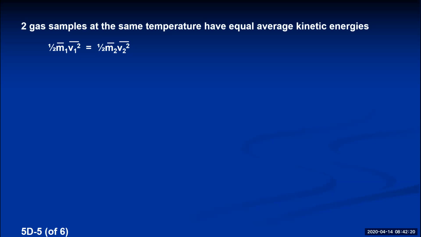This relationship showing that the kinetic energies of two different gases at the same temperature are equal is called Graham's law. Your book arranges it a little bit differently, but I find this is the easiest way to use Graham's law because this is going to be important in determining molar masses of gases, and we can use this to actually calculate the molar mass of an unknown gas, and let me show you how this works.